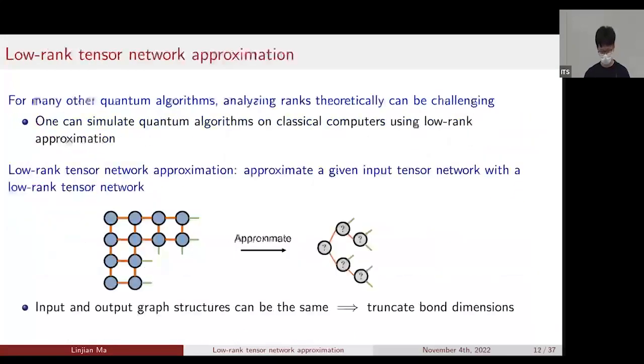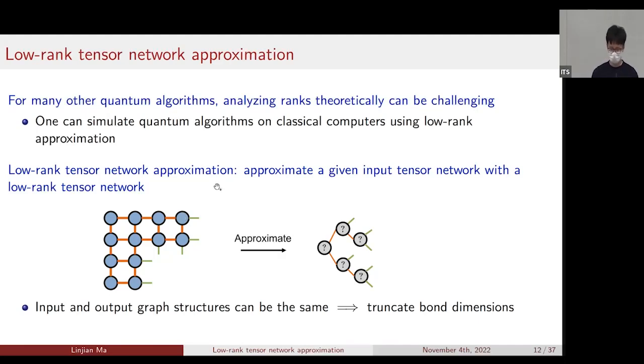Okay, so I think I'll go to the second part of my presentation. For many quantum algorithms, it's actually a little bit hard to analyze the rank theoretically. For example, if we want to analyze the rank of some random quantum circuits, what we actually want to do is to simulate these algorithms using low rank approximations and using experiments.